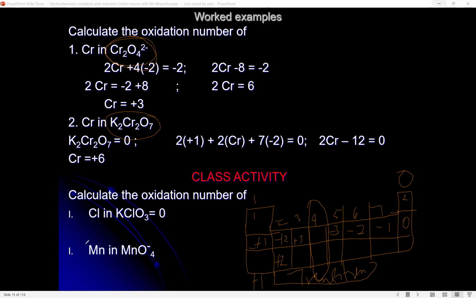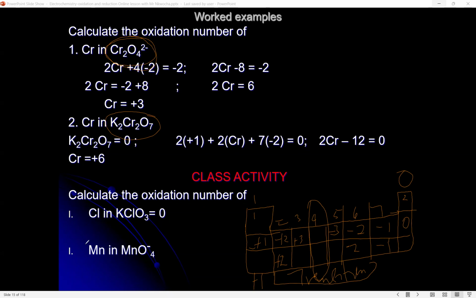You can remember this, don't memorize it. Memorizing doesn't help you. What is the oxidation state of chlorine? Oh, it's in group 7, minus 1. Fluorine, minus 1. Bromine, minus 1. As long as they're in the same group, they have the same oxidation state. What is the oxidation state of oxygen? Minus 2. Sulfur, minus 2. They are in the same group.